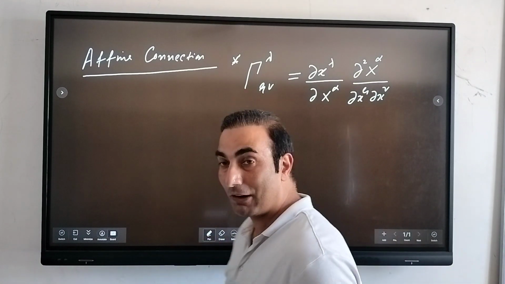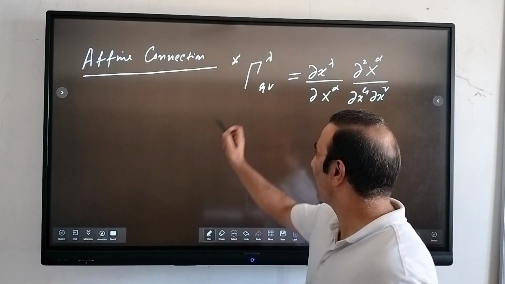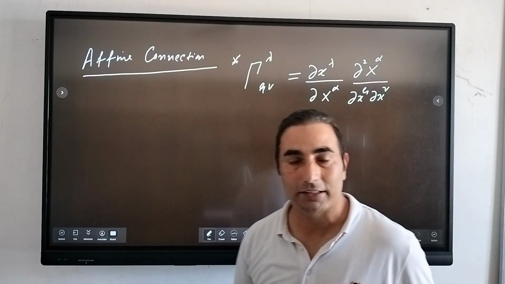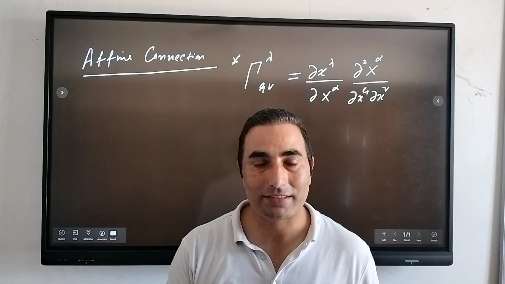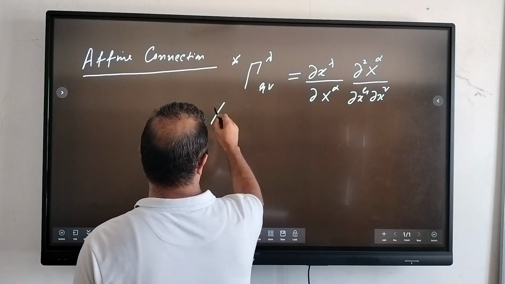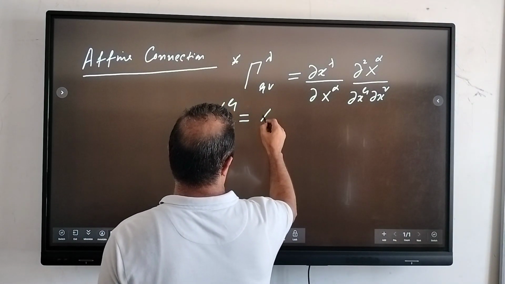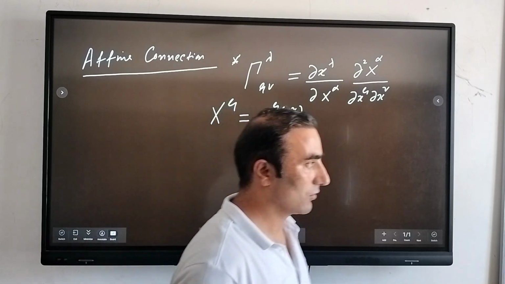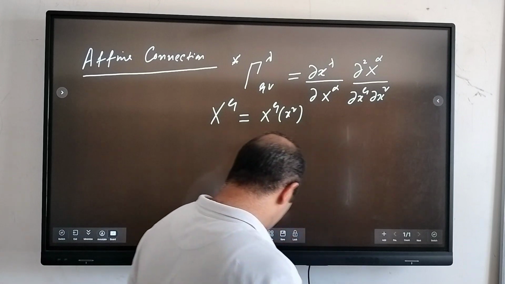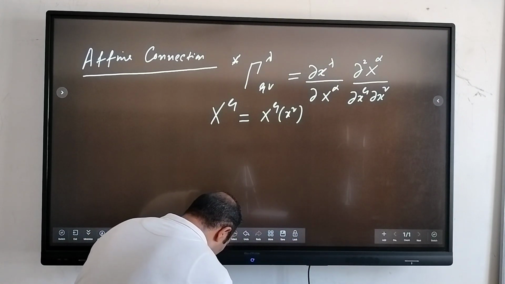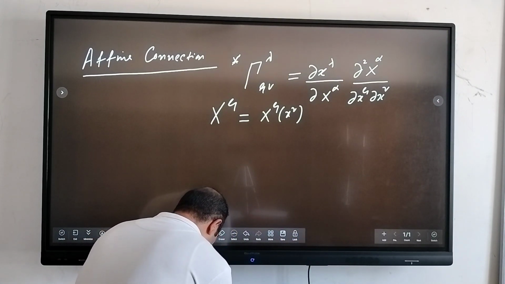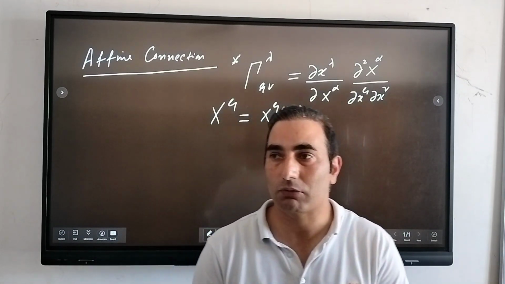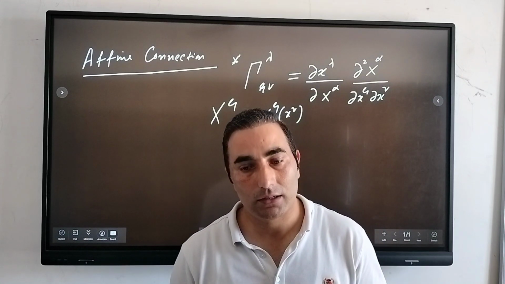So this was what we have discussed: this is our affine connection, gamma lambda mu nu, that is partial x lambda upon partial x mu. This is capital X, and this x mu can be a function of these coordinates, right? And this was what we have discussed in our previous lecture. In addition to that, there was one more problem.